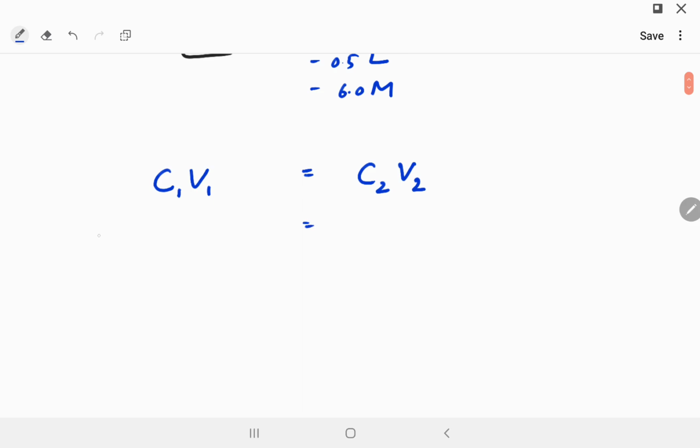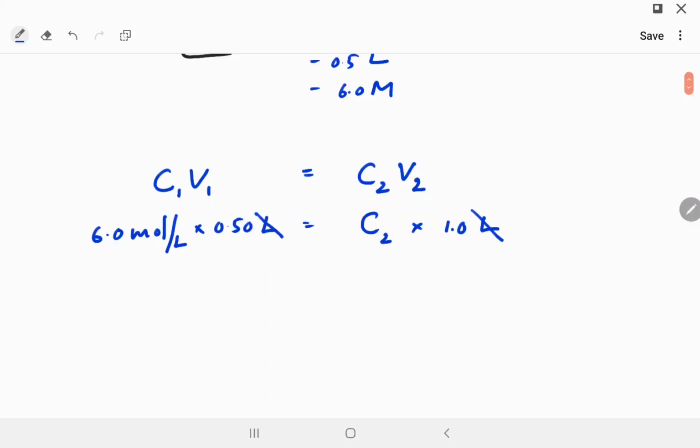Okay, C1 is 6.0 moles per liter, and V1 is 0.5 liters. C2 is unknown to everyone, but the final volume is 1.0 liters.